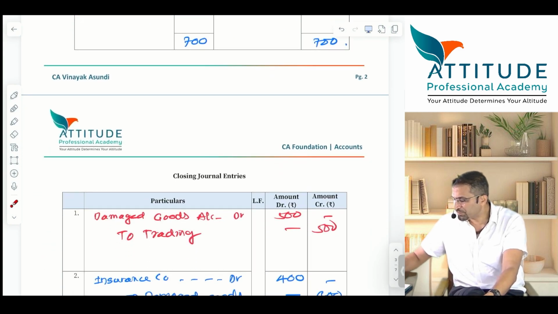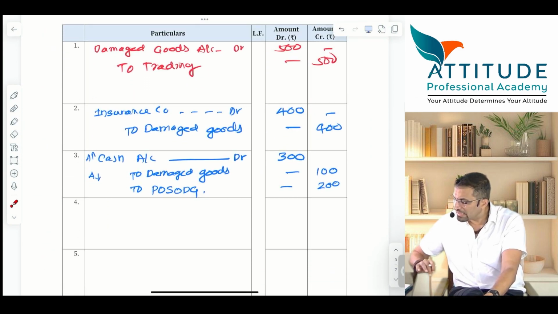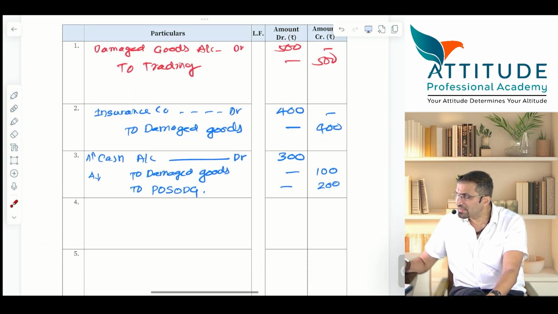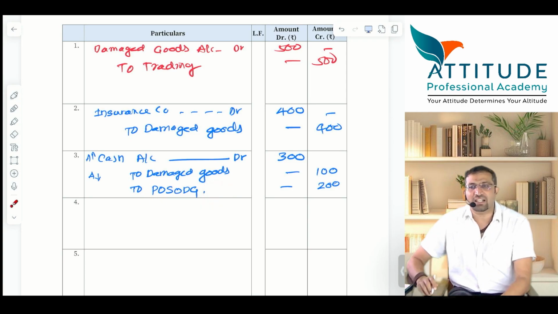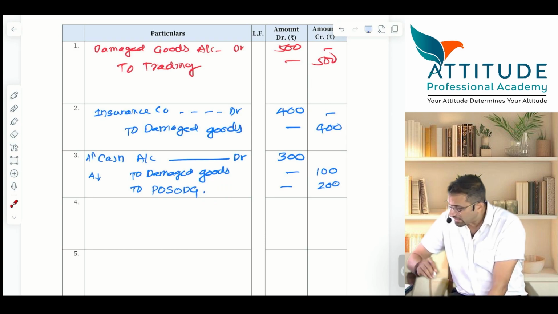Now come back, answer this. Is this entry very much clear? But I have opened one more account known as profit on sale of damaged goods. इसको भी close करना है. This is also a nominal account. Close it by transferring it to P&L account. What account? P&L account. Entry बोलो.